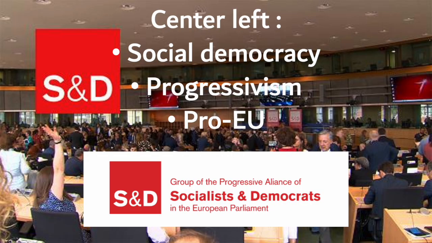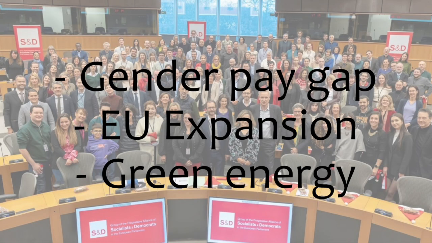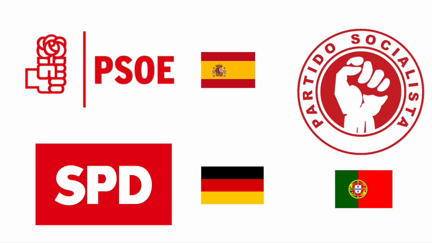So what the S&D group is, it's a center-left group that promotes social democracy, progressivism, and is very pro-EU too. For example, they want to reduce the gender pay gap, to eliminate it altogether. They're also very in favor of EU expansion to other candidate countries, and they want to build green energy sources. Some notable examples include the Spanish Socialist Workers' Party, the Social Democratic Party of Germany, and the Socialist Party in Portugal.